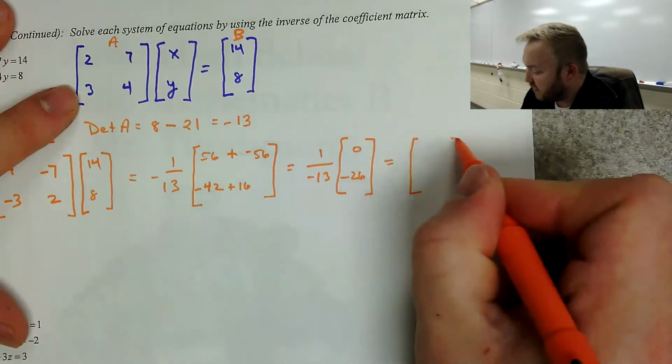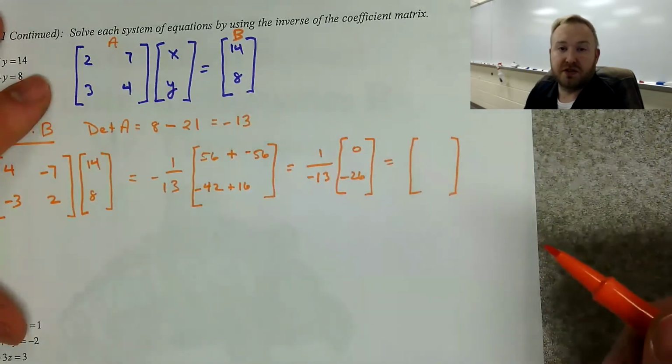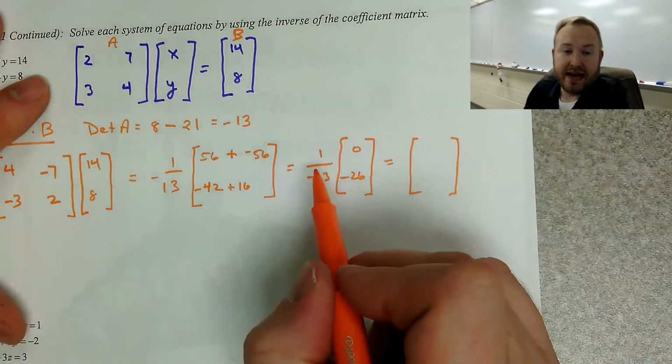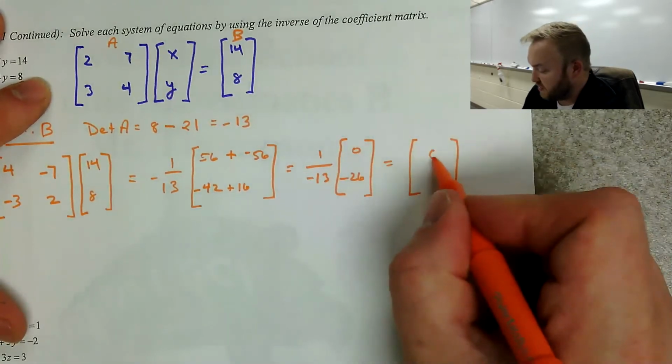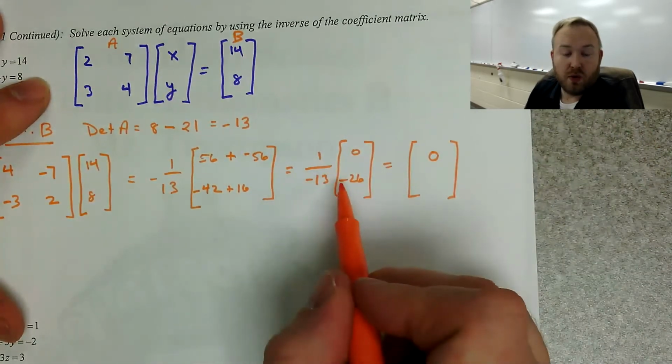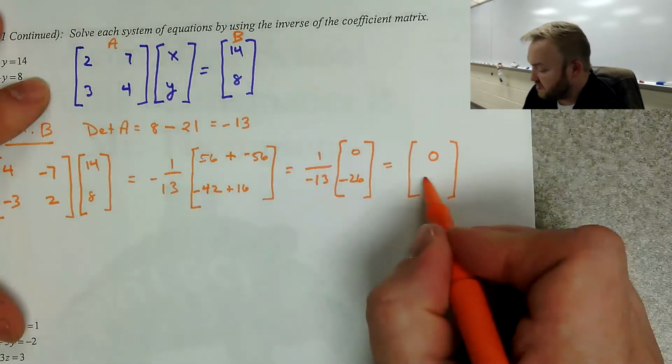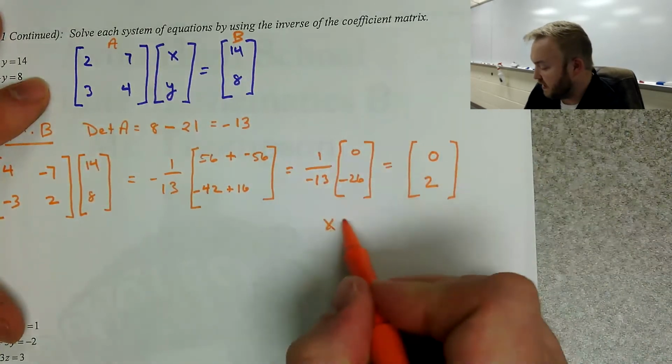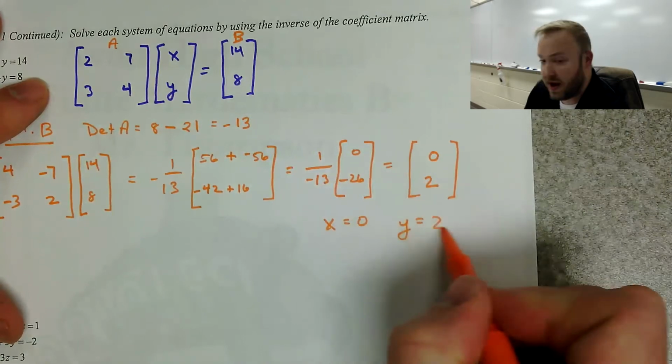And now let's divide both of those numbers by -13. Negative 1/13 times 0 is still 0. Negative 1/13 times negative 26 is 2. There we go, easy. X equals 0, y equals 2.